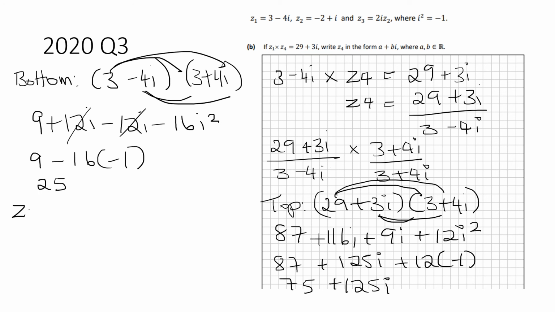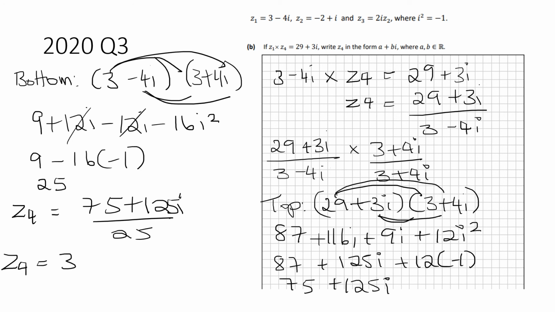So that means that z4 is made up of 75 plus 125i over 25. Well, they are all divisible by 25. So 25 goes into 75 3 times. 25 goes into 125i 5 times, that's 5i. So your final answer there is 3 plus 5i.